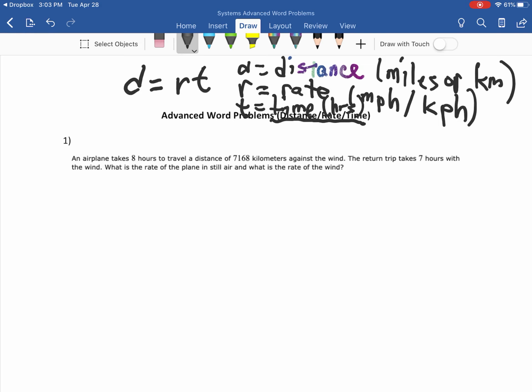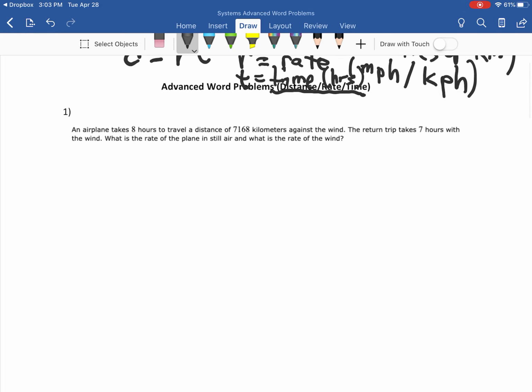Okay, so let's just get into the problem so we can get an idea of how this works. All right, an airplane takes 8 hours to travel a distance of 7,168 kilometers against the wind. The return trip takes 7 hours with the wind. What is the rate of the plane in still air, and what is the rate of the wind?